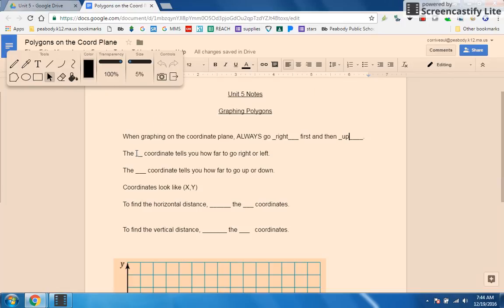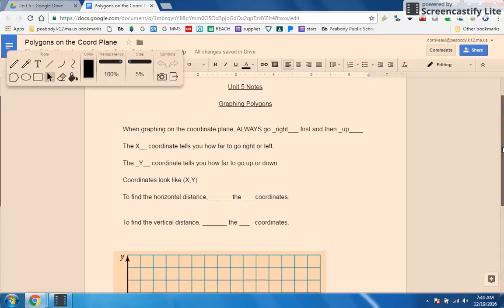The x coordinate tells you how far to go right or left. We haven't done negatives yet, but a negative x coordinate will make you go to the left. And the y coordinate tells you how far to go up or down. So a negative y coordinate would have you go down. Coordinates look like this. So this would be inside parentheses. You'd have x, comma, y. So your x is the first, telling you how far to go to the right. Your y is telling you how far to go up.